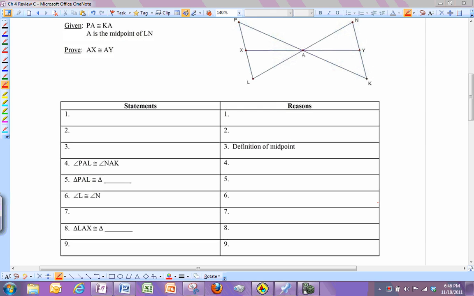Okay, so let's look at the chapter four review C, and this is number two. It's a proof that involves two sets of congruent triangles. The main key to this one is going to be in step five, where it says PAL is congruent to another triangle. Well, let's highlight PAL. Here it is.